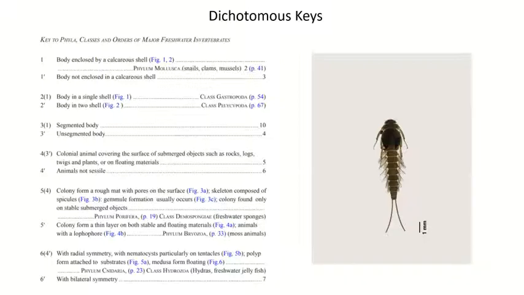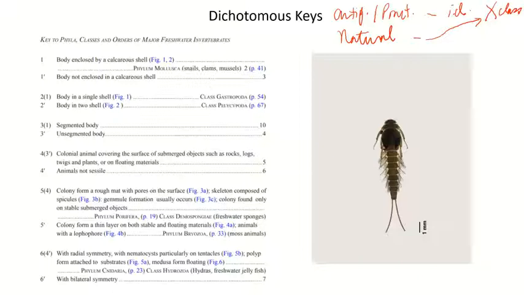More technical but less obvious characters are used in natural keys. In contrast, there are two types of keys: artificial or practical keys, and natural keys. In the practical key, you are given features or characters, but the focus is really just identification, not classification. Natural keys are more focused on classification right away.